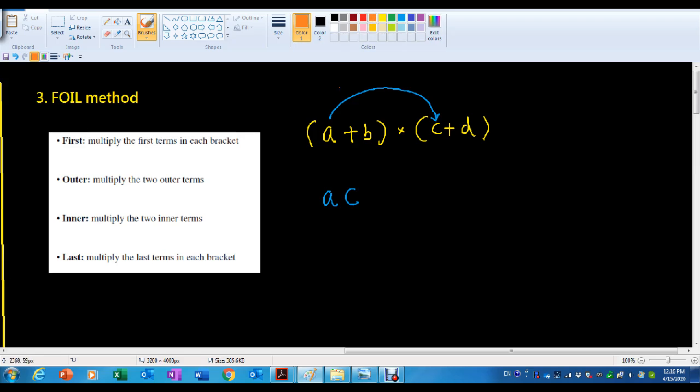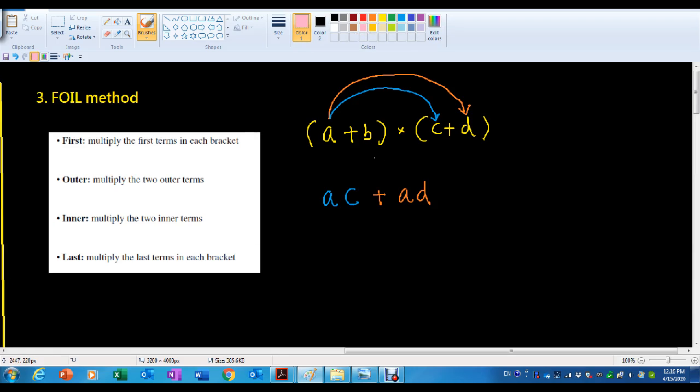Let's use another color. So those are our outer terms. Outer terms means A times D. A is positive, there is nothing in front of it, and D has a plus sign, so positive. It's positive times positive, so that means positive A times D. And how about the third? It is inner. Let me use another color. Inner means multiply the 2 inner terms.